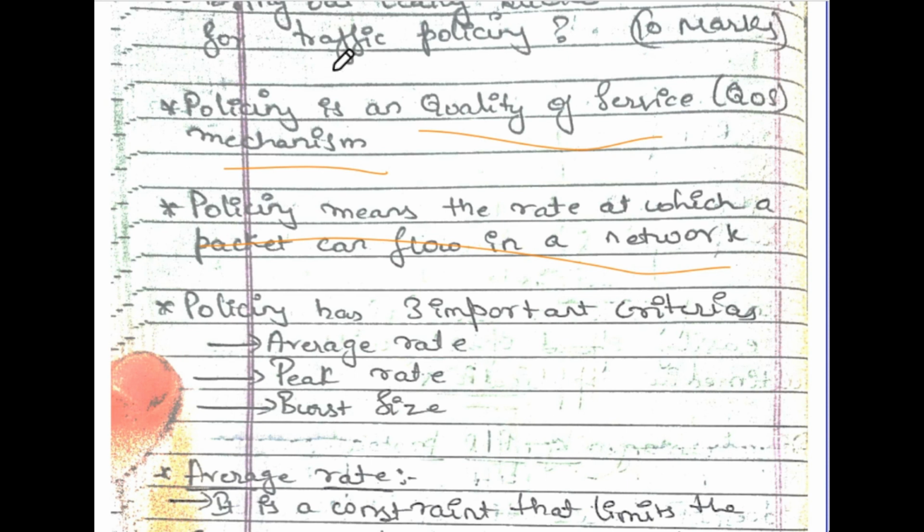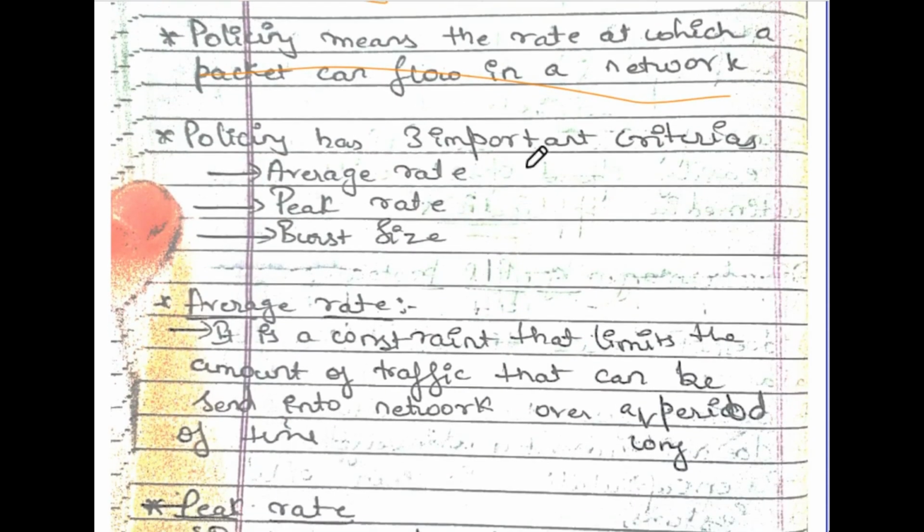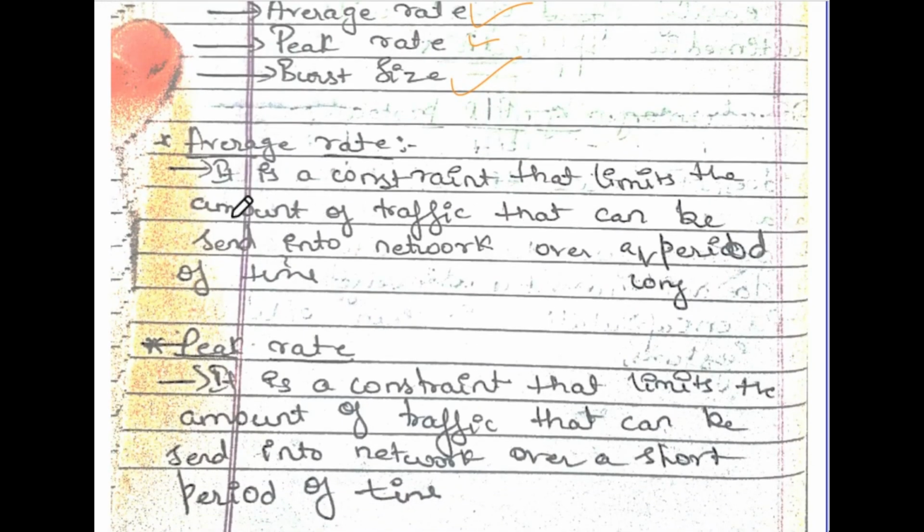First, policing is a quality of service mechanism. Policing means the rate at which a packet can flow in a network. Policing has three important criteria: average rate, peak rate, burst size. Average rate.